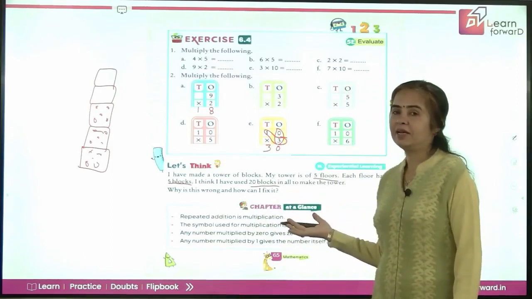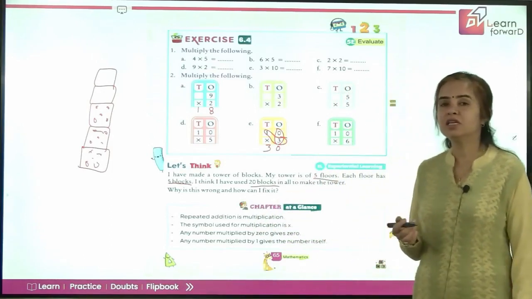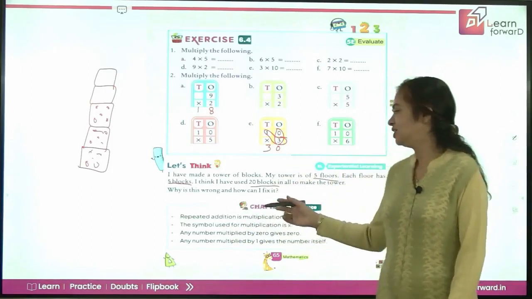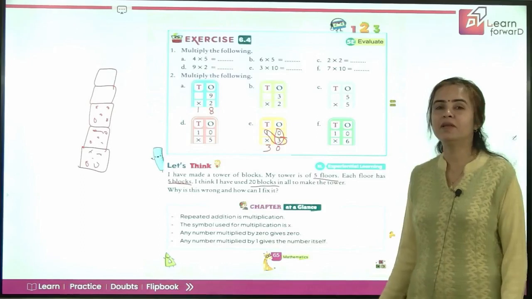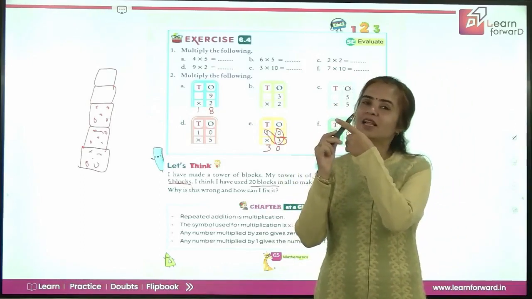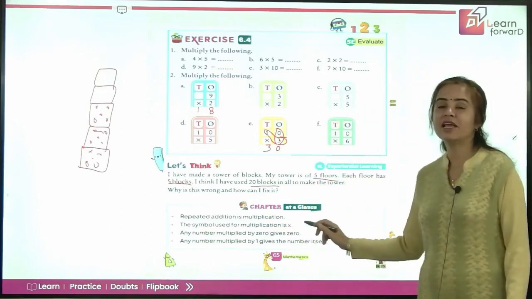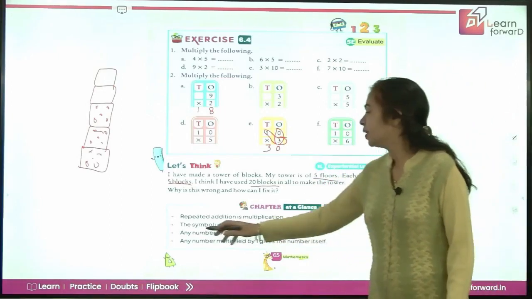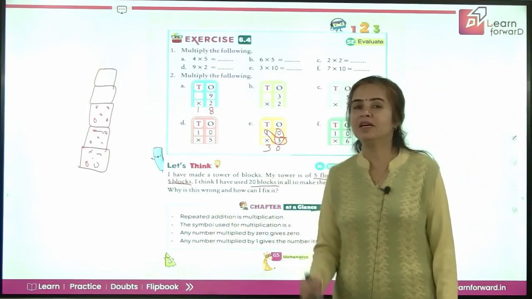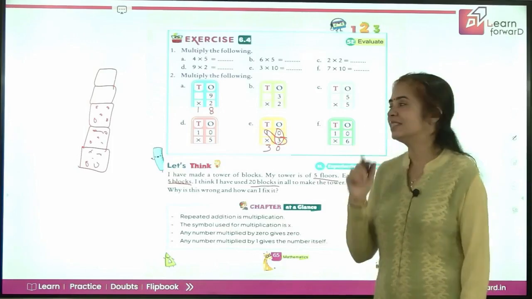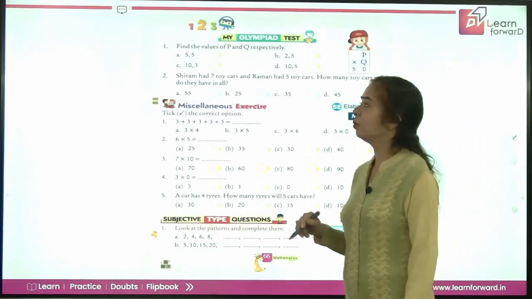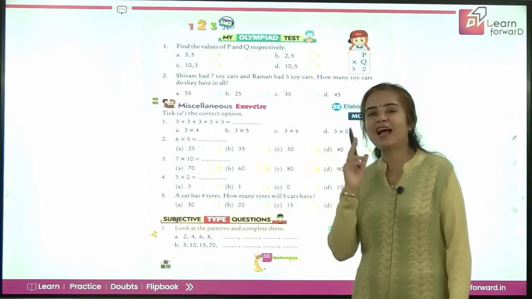Now, chapter at a glance, what we have learned in multiplication in today's session. What is multiplication? It is repeated addition. And what is the symbol for multiplication? Just rotate your plus sign a little. So that gives you your multiplication. It's like a cross, an X. Any number multiplied by 0 gives you 0, and a number multiplied by 1 gives you the same number. These are the properties of multiplication you have to remember, along with the times tables.